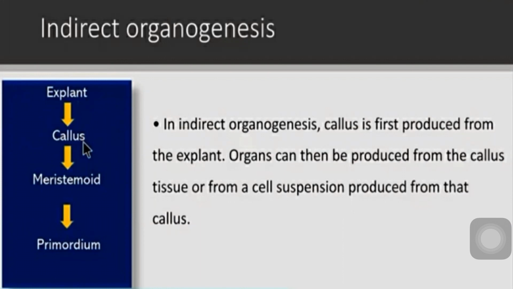When the callus starts dividing, they form the meristemoids, that's meristem cells. Then from the meristemoids, we will get the primordia, root primordia or the shoot primordia. It depends on the medium which you have taken for indirect organogenesis.